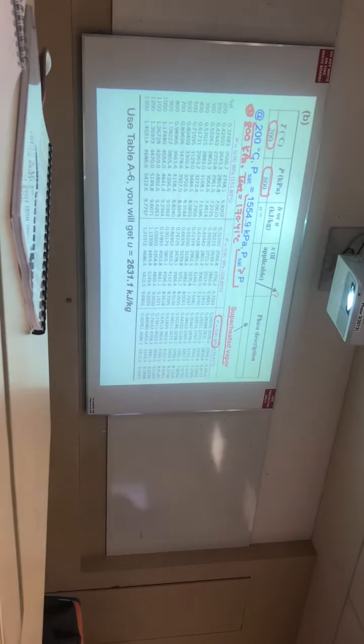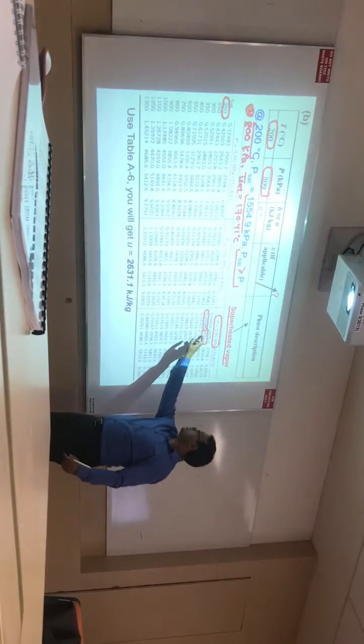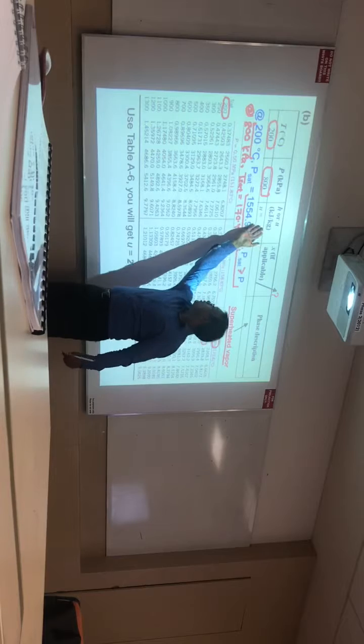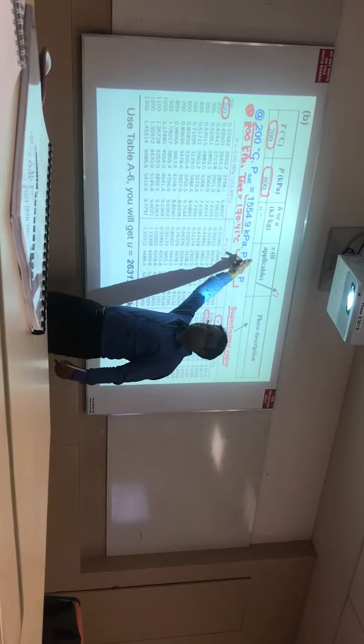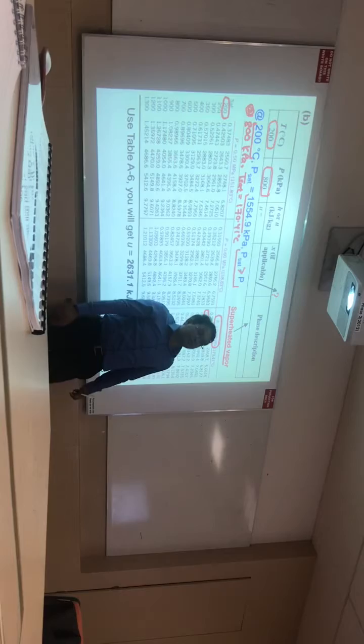Then, what is the temperature? 200 degrees Celsius is here. So this is the value, and here they look for U, right? U is 2631.1. This one. Okay? 2631.1. This is good. What is this? Superheated vapor. X is not applicable.